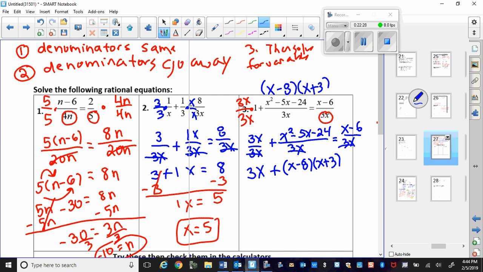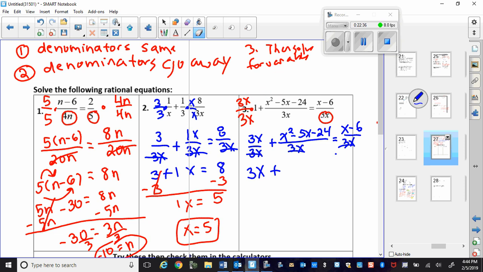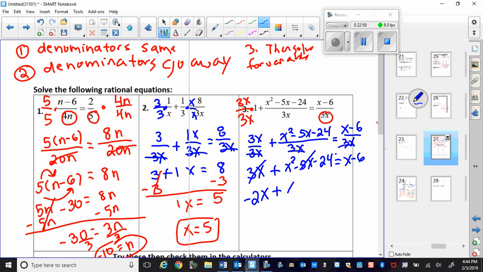Do I need to factor this, Miss Smith? Nah, let's just keep it as it is. I thought maybe it's a good idea. But when we're doing these, when we're solving rationals, unlike adding or subtracting or multiplying and dividing, let's just keep it as it is for right now, right? So x squared minus 5x minus 24 equals x minus 6, okay? Now I'm combining like terms. So 3x's minus 5x's is negative 2x plus x squared minus 24 equals x minus 6.